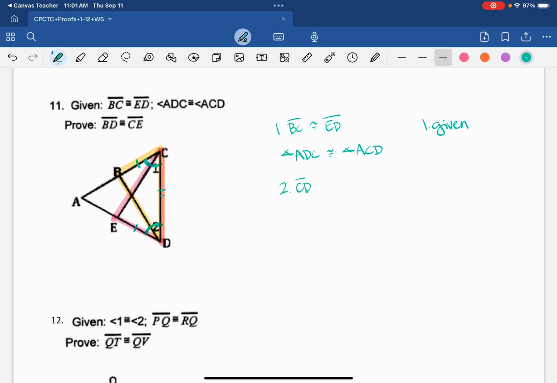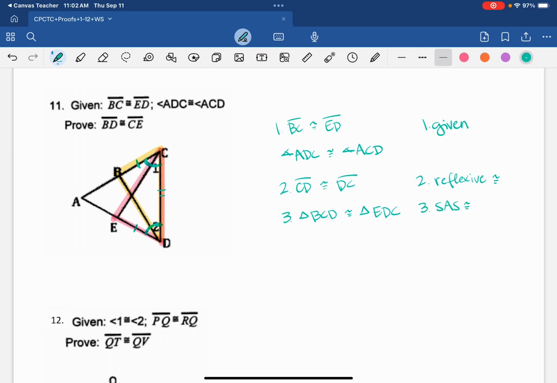Now, when we look at what we just highlighted, you'll notice that CD gets highlighted twice. That's our reflexive piece. CD is congruent to DC, keeping my corresponding parts together. That is my reflexive property of congruence. And now I already have enough to prove my two triangles congruent by side, angle, side. So if we look at the yellow triangle, it is triangle BCD is going to be congruent to triangle EDC. There is my side, angle, side congruence.